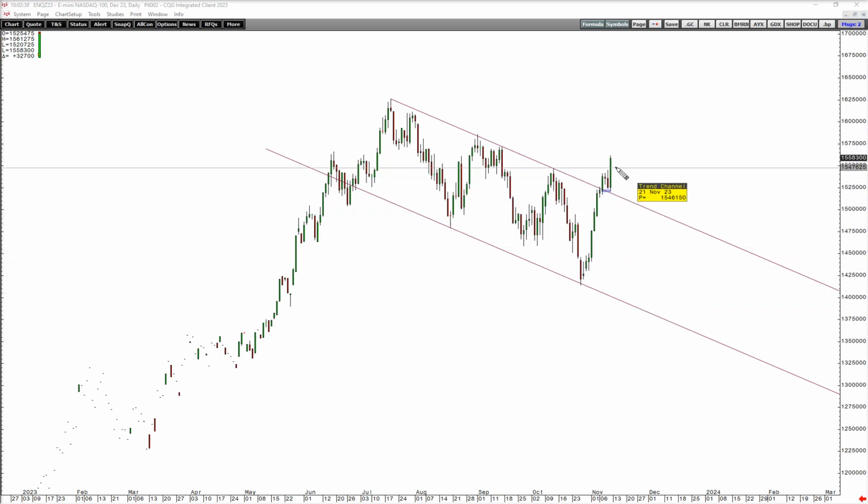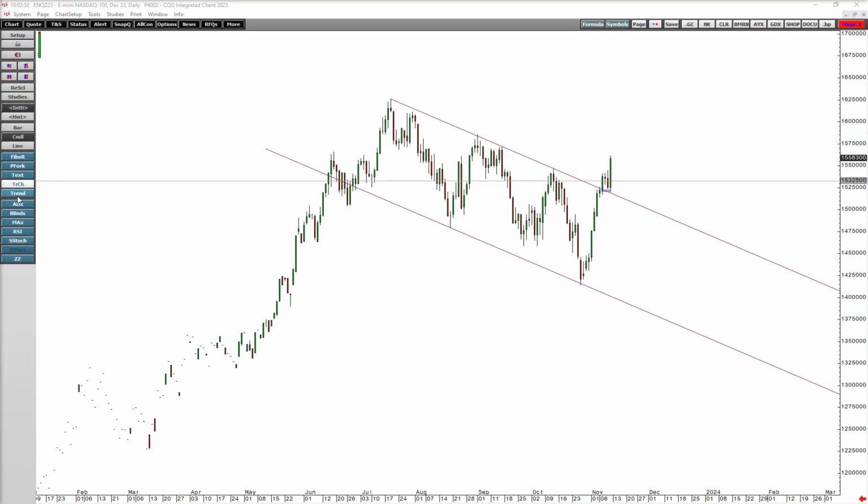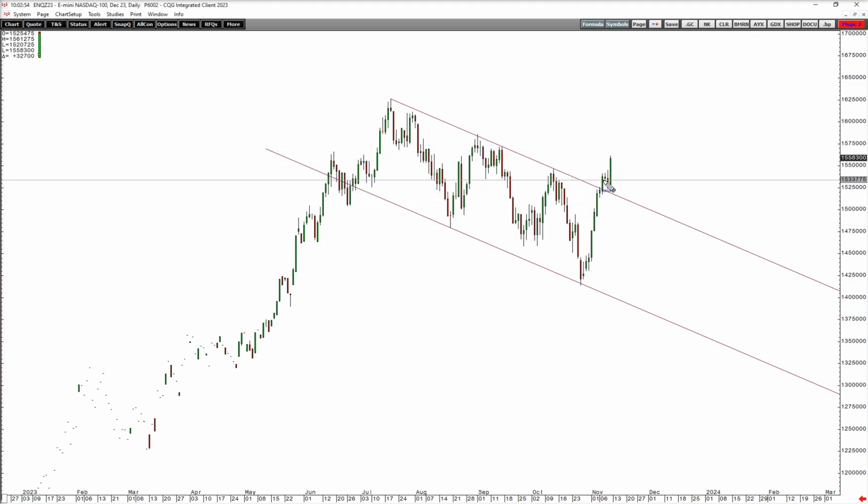We just had a breakout. So this is the trend channel off of the high in July. We've got 4 touches on top, 2 touches on bottom. It's a good looking channel. And then we broke out of it on November 7th.